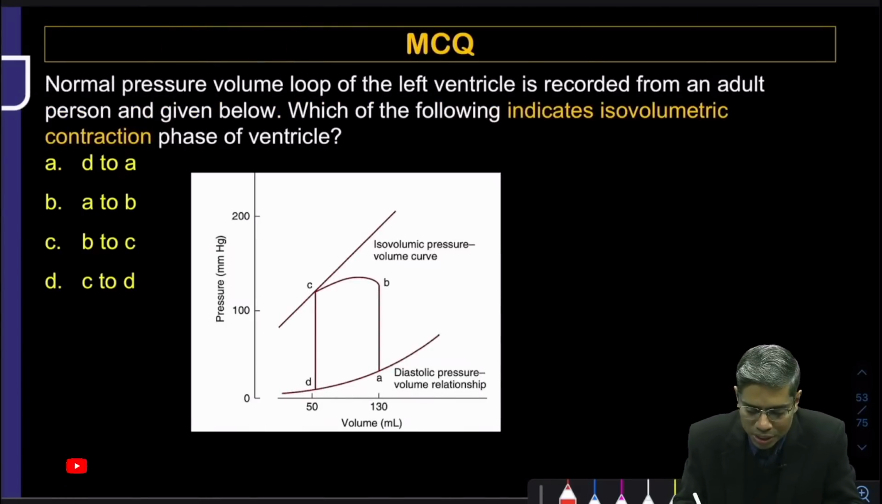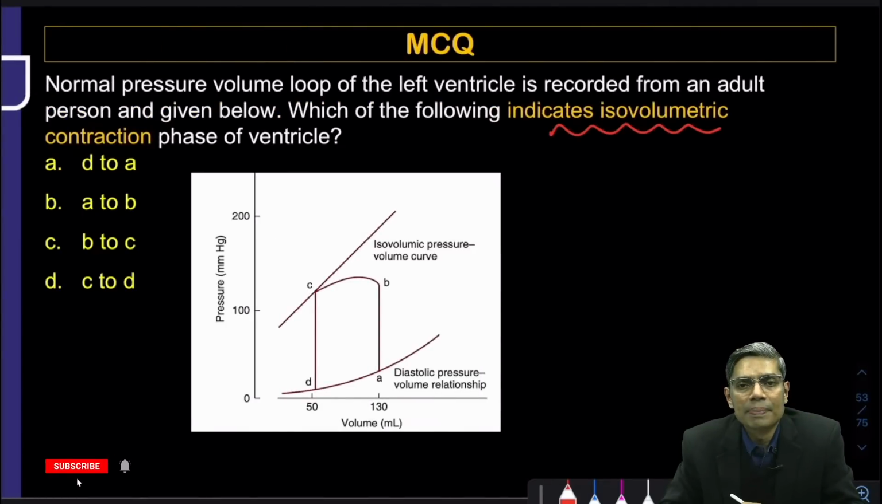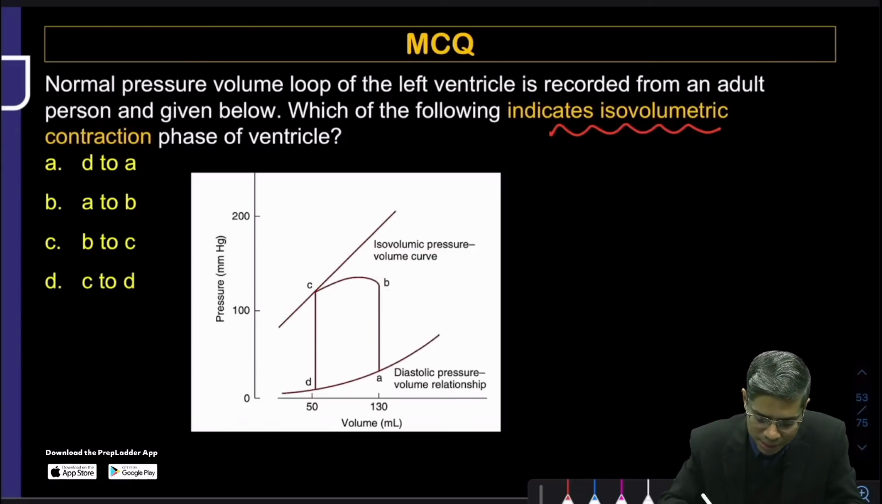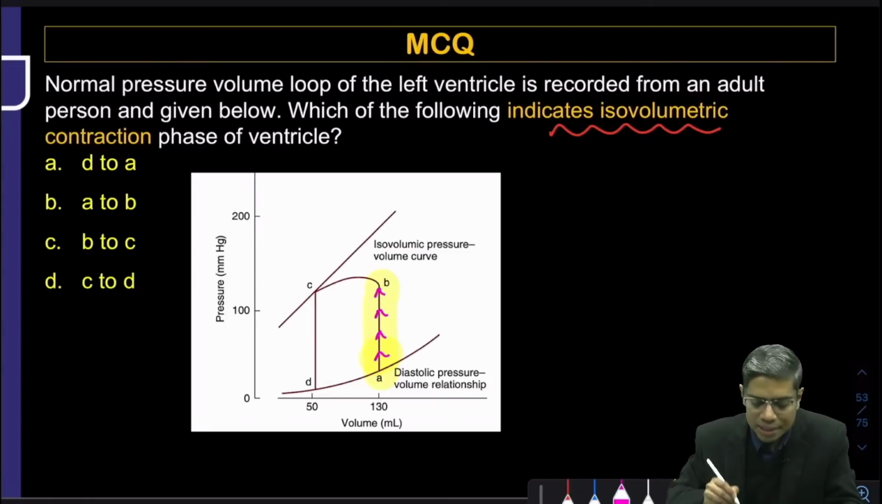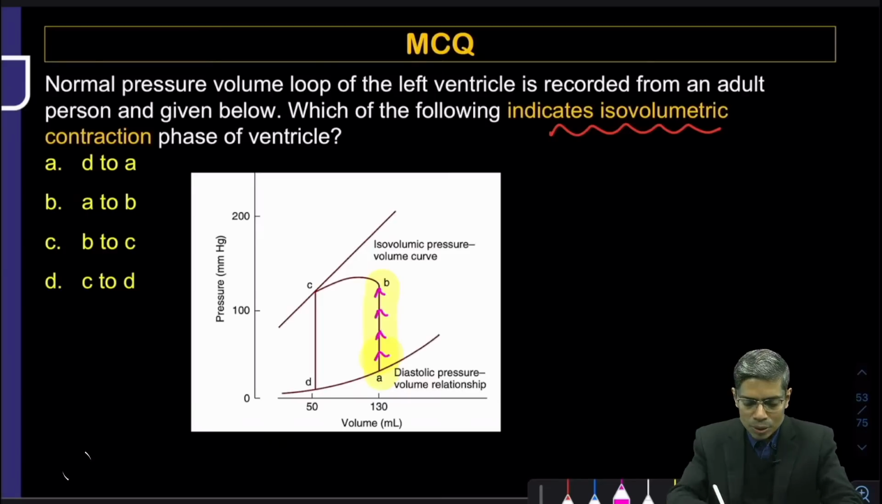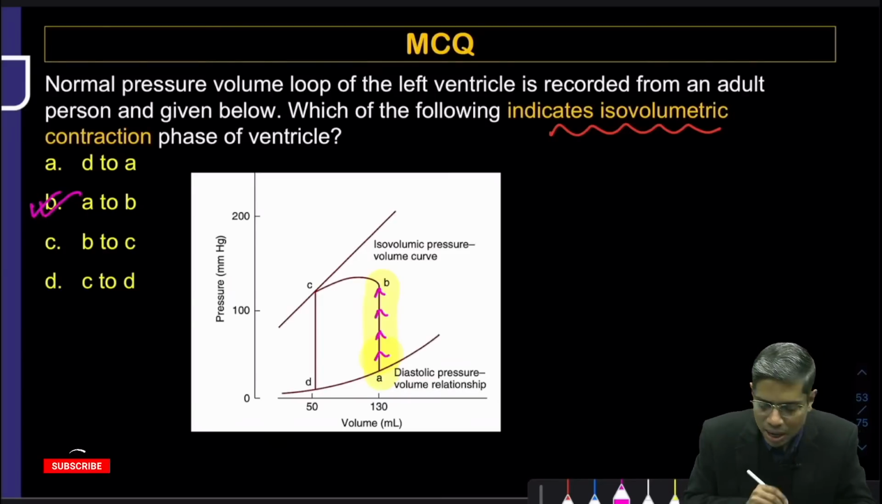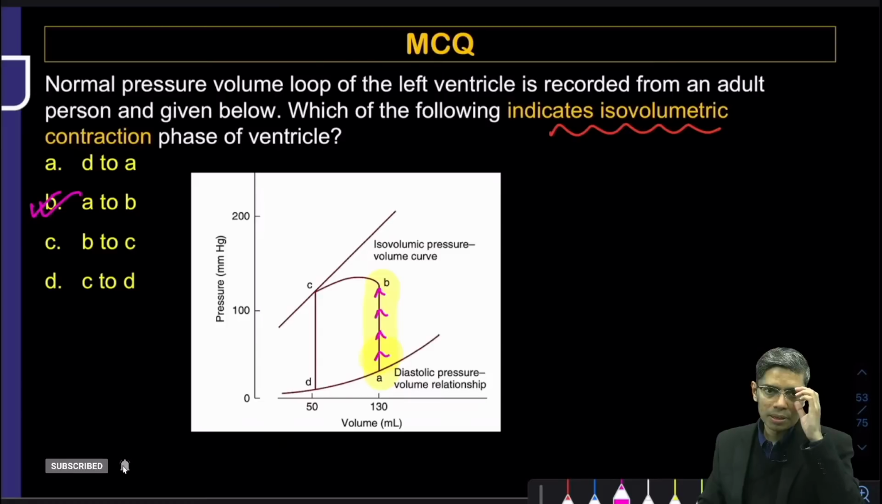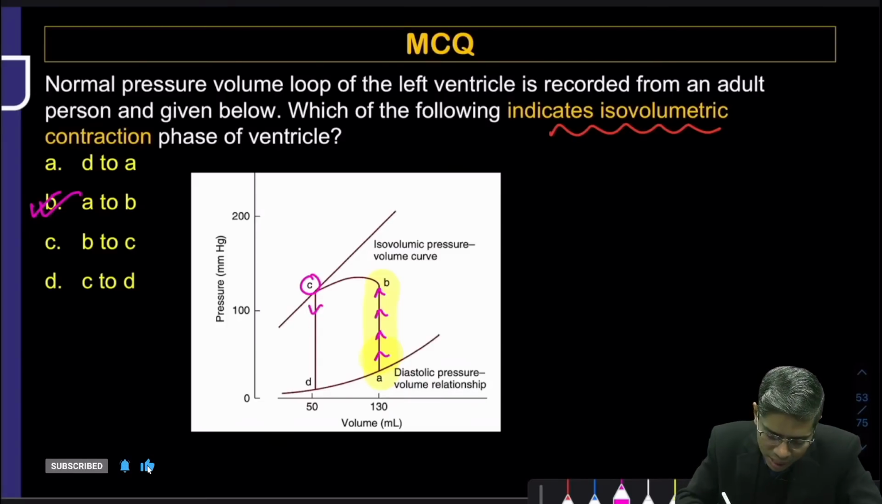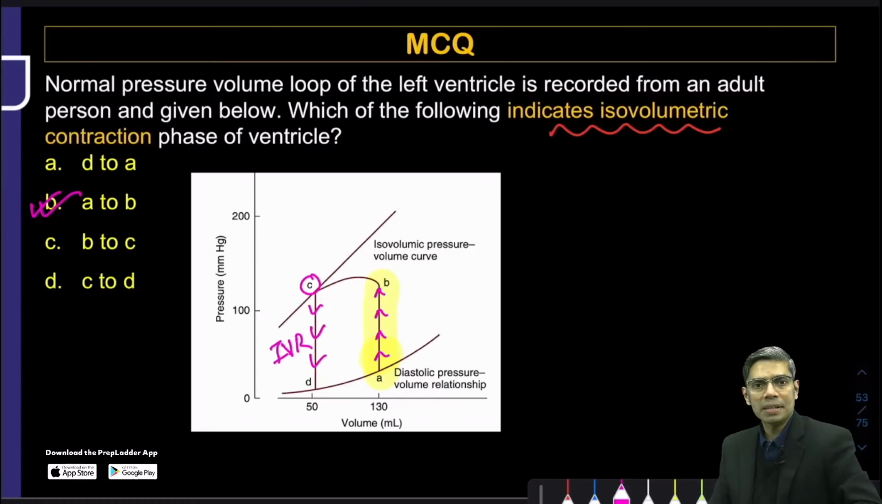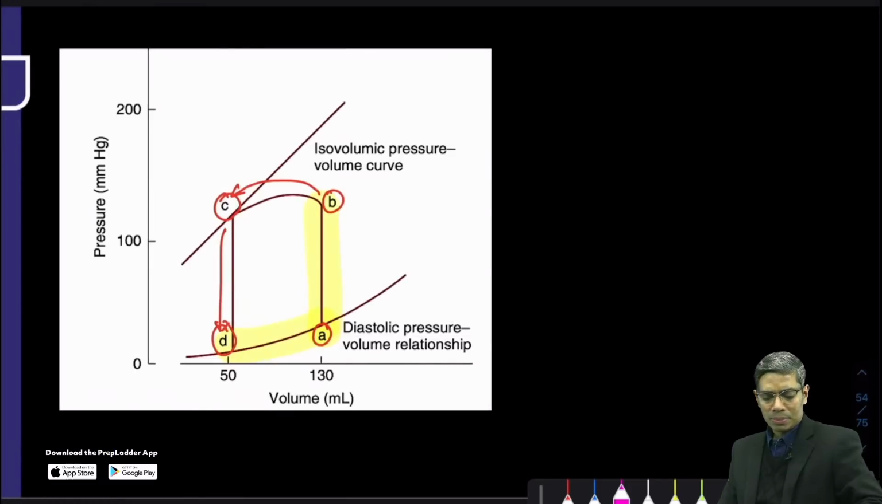If you look at this question, they are asking about isovolumic contraction. Isovolumic contraction means the volume is the same but the pressure will rise inside the ventricle. So, that is typically this A to B, where the volume is the same but the ventricular pressure is rising gradually. So, this A to B is the isovolumic contraction part, and this C to D is the isovolumic relaxation part. Okay, this is very simple. I hope all of you know the PV loop, right?